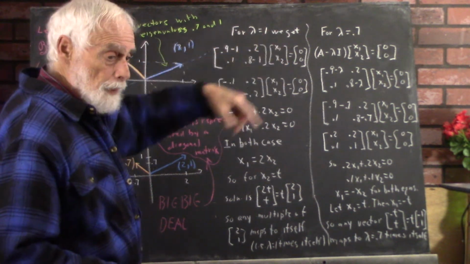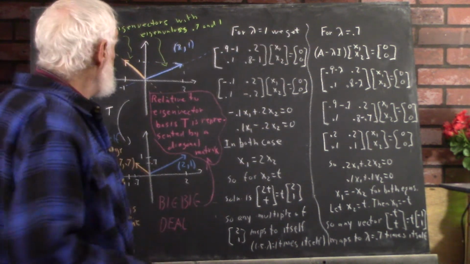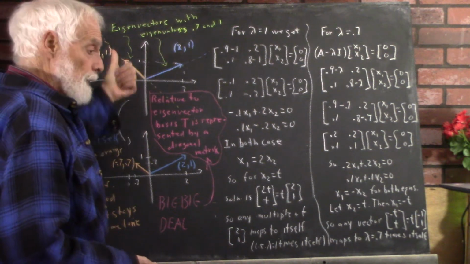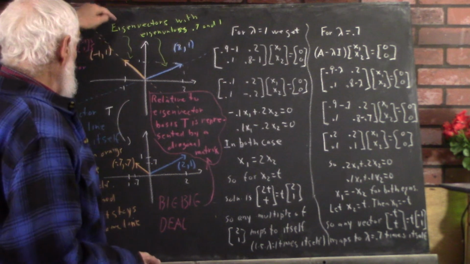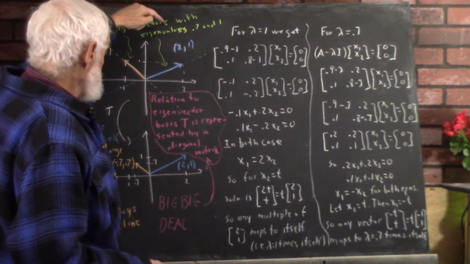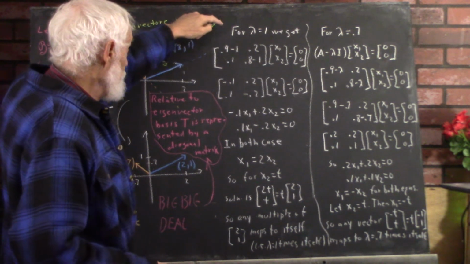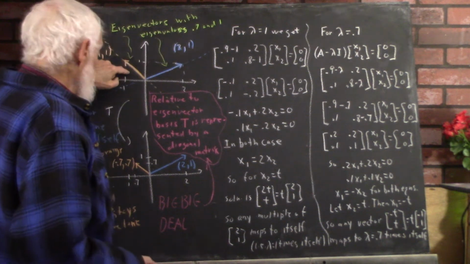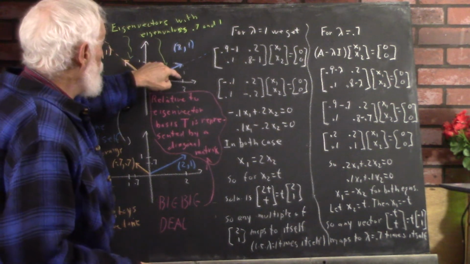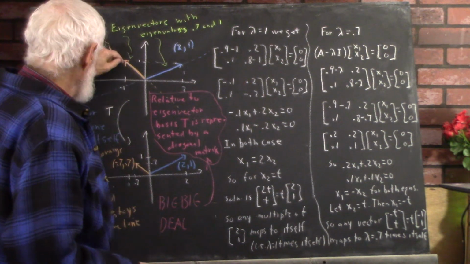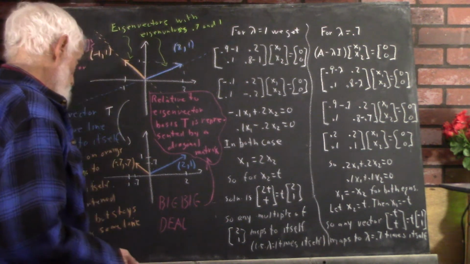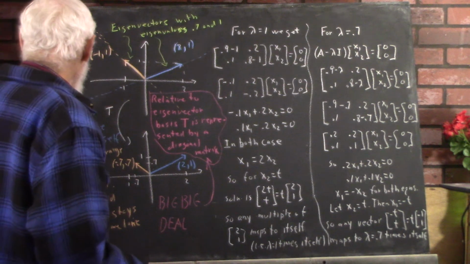Now I had just used the term eigenvalue and eigenvector. These values of lambda are called eigenvalues. And the vectors that we get for those eigenvalues are called the eigenvectors. So we have eigenvectors with eigenvalues 0.7 and 1. Eigenvalue 0.7 on this vector, 1 on this vector. This vector maps to 1 times itself. This vector maps to 0.7 times itself.